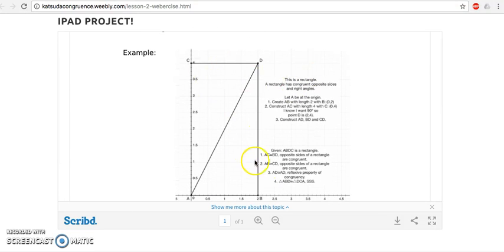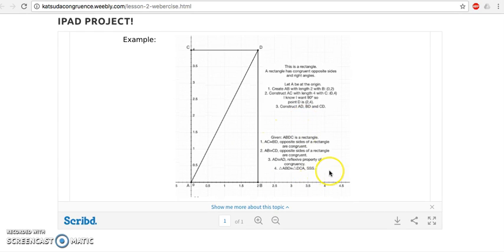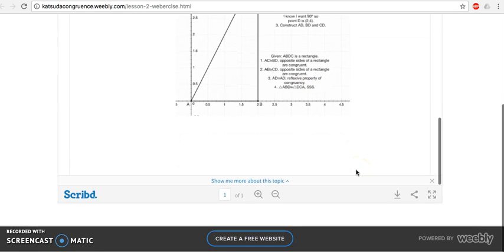Now, this is an example that I've created. It's just a rectangle with a diagonal down the center. I described how to construct it, and I did the given and the proof. So this is a proof using SSS. They can use any of the 5.